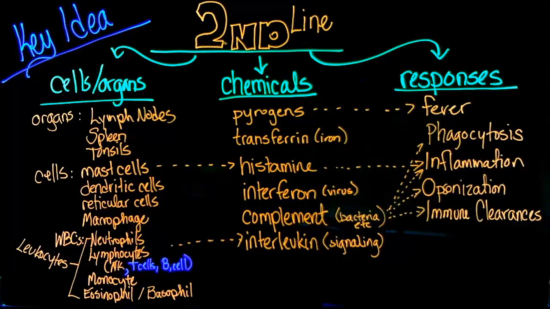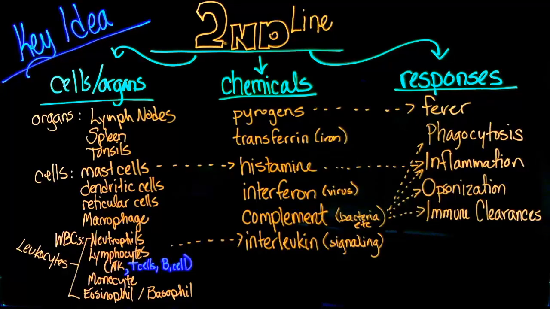Complement, which is another protein produced by the liver, is going to help protect us against bacteria and other foreign invaders. This is perhaps the one chemical that has the most broad-reaching effect, as it's able to cause the responses of phagocytosis, inflammation, opsonization, and immune clearance. And lastly, interleukins, which we will discuss in greater detail in the third line of defense. Each T cell and B cell has its own form of interleukin, its own language that it uses to communicate.